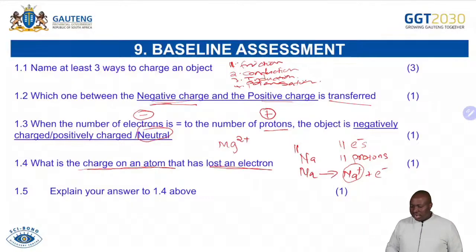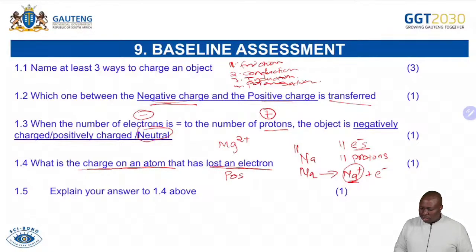Why is that like that? It is like that because we are saying the number of electrons and protons are equal. So if we lose one electron, for sodium, we're going to have 11 positive charges and 10 negative charges. So you can see 11 minus 10, we're remaining with positive 1. So you are able to see that when we lose one electron, we'll have sodium plus. So the question was, what is the charge on an atom that has lost an electron? We're saying the charge is positive. It will have a positive charge.